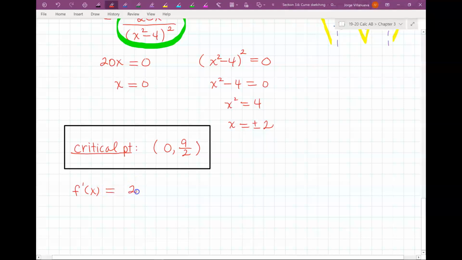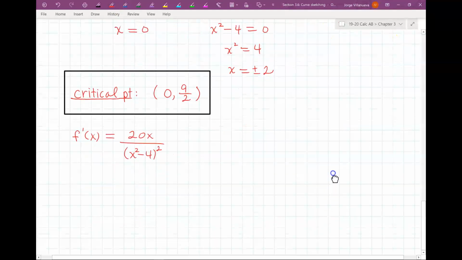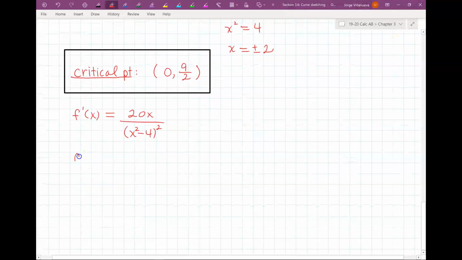So f prime of x is 20x over (x squared minus 4) squared. Now I need to take a second derivative to find my points of inflection. All right, so let's take our second derivative here. So f double prime of x.